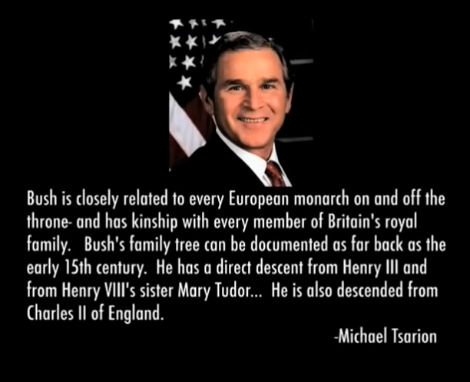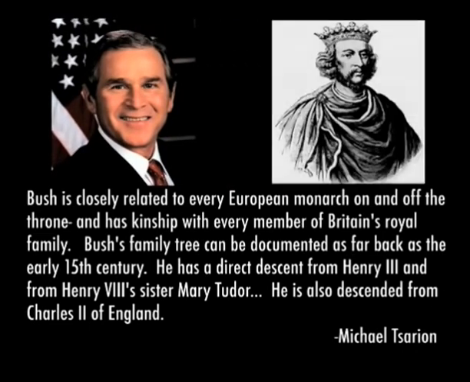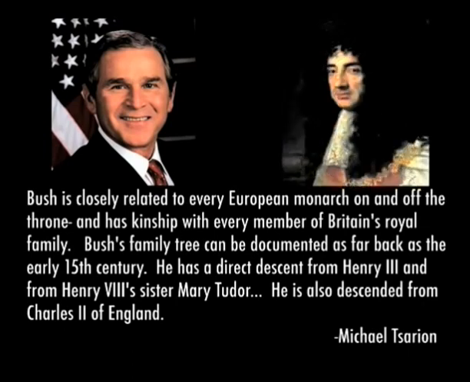Michael Tessarion points out in his work that Bush is closely related to every European monarch on and off the throne, and has kinship with every member of Britain's royal family. Bush's family tree can be documented as far back as the early 15th century. He has a direct descent from Henry III and from Henry VIII's sister Mary Tudor. He is also descended from Charles II of England.